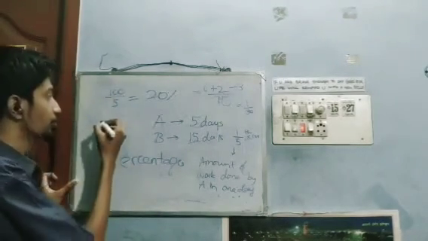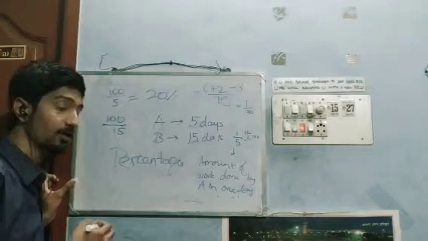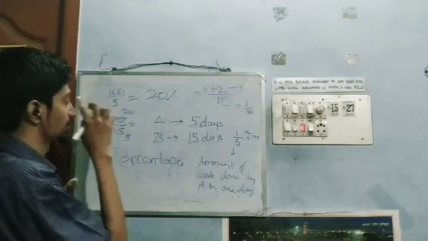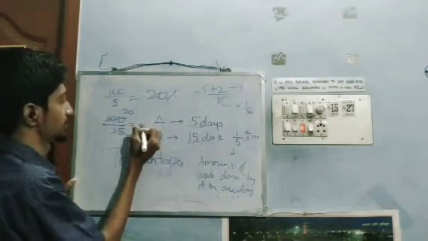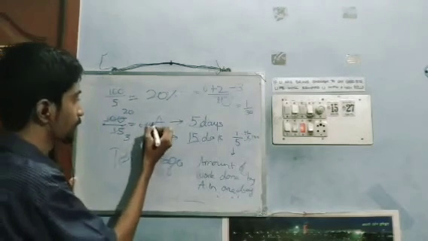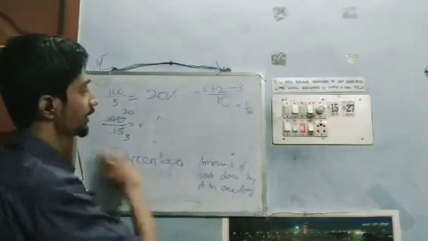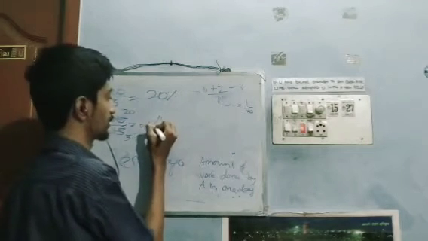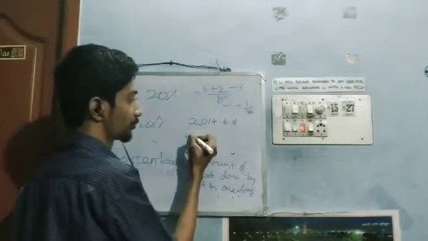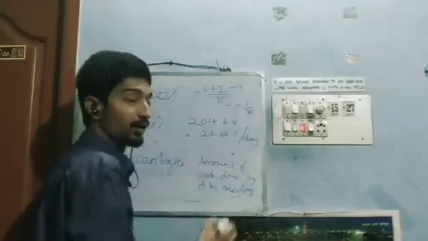Understood? So when we do that similarly for B, what will it be? It will be 100 by 15. When we make it into simple terms, it is approximately 6.66%. Yes or no? So when we consider A and B, both of them doing it together, 20 plus 6.66, it will be 26.66% per day. Isn't it very easy?